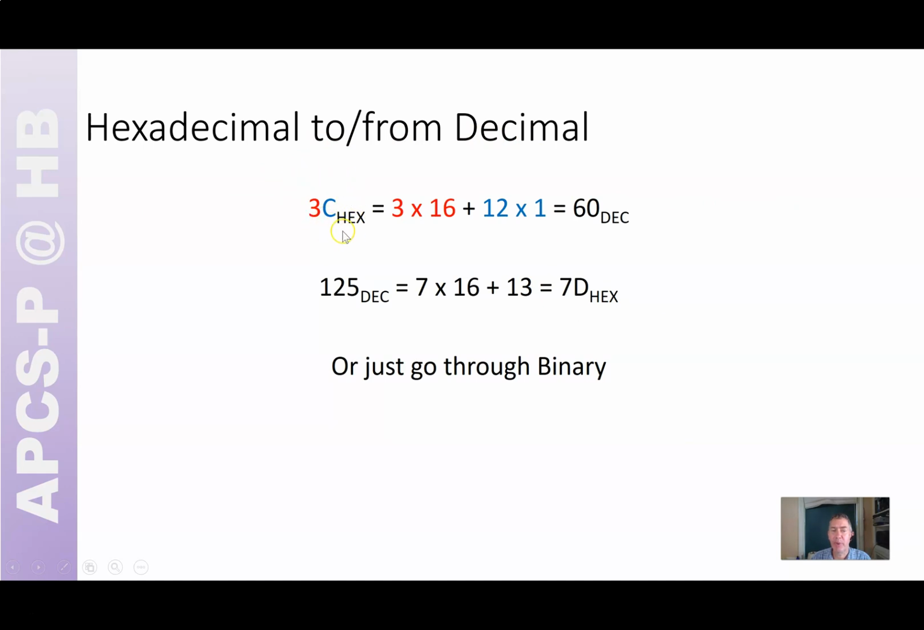Hexadecimal to or from base 10, we could go a couple ways. We could go 3C in hexadecimal. It's 3 16s and 12 1s for a total of 60. Or going the other way, 125 in decimal is how many 16s? It's 7. And that leaves 13 left over. So 7 and 13, 13 represented by the letter D.